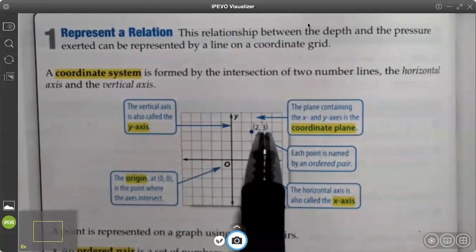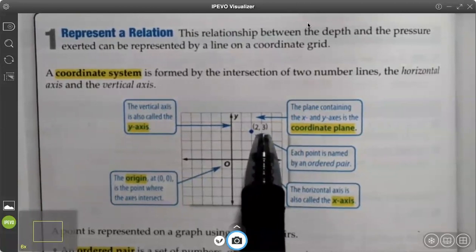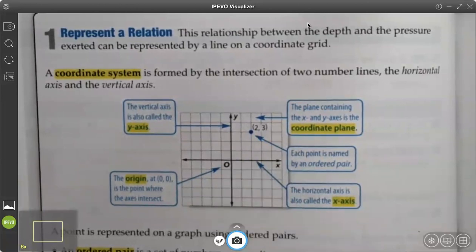The first number in this ordered pair is the x value. The second number in this ordered pair is the y value. This is 2, 3.